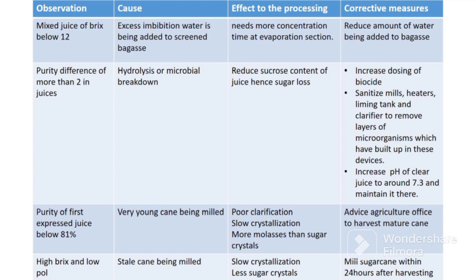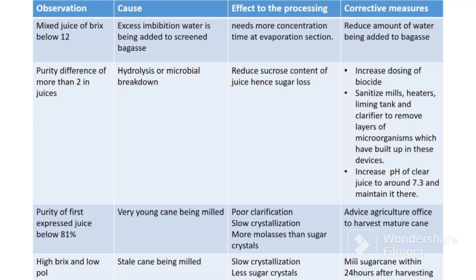The second observation is a purity difference of more than 2 in juices. For example, our first expressed juice has 86 point something, and you find that mixed juice has 84 or 83. That means there's a problem. The cause of that is hydrolysis or microbial breakdown. Remember, hydrolysis is the breakdown of sucrose to glucose and fructose. And microbial breakdown refers to breakdown by microorganisms.